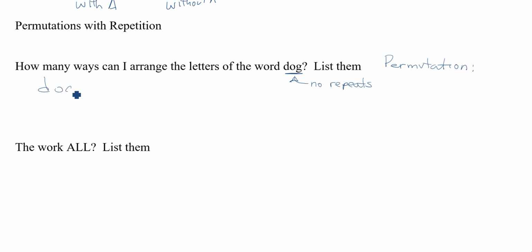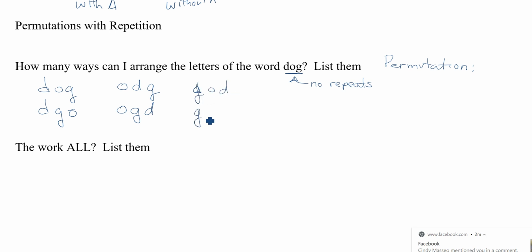And so I have D-O-G, D-G-O, O-D-G, O-G-D, G-O-D, G-D-O. So that gives me 6 ways. You can also look at it as there were 3 choices for the first letter, 2 for the second, and 1 left, which gives me my 6 ways.